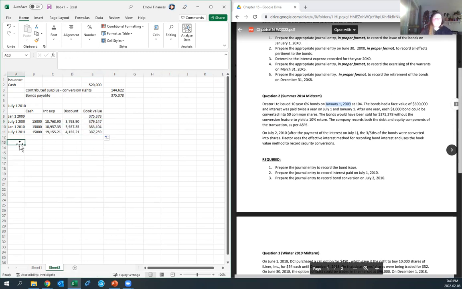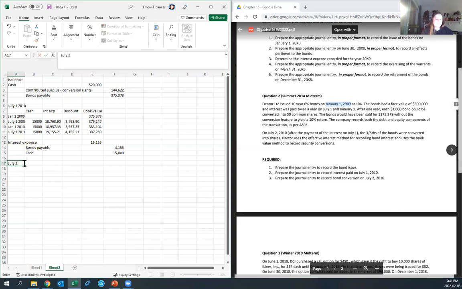So my entry would be interest expense for the amount here of 19,155. My bonds payable would be increased by 4,155, and my cash amount is the 15,000. So that's your entry.